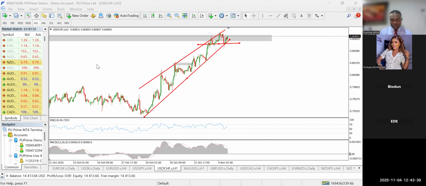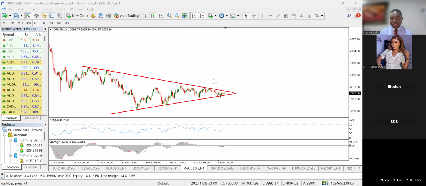Now, gold is an instrument of interest for a lot of individuals, and we've been watching gold closely since yesterday. Recently, we've not had any geopolitical tension that could trigger gold. So gold currently is trading within a symmetrical triangle.